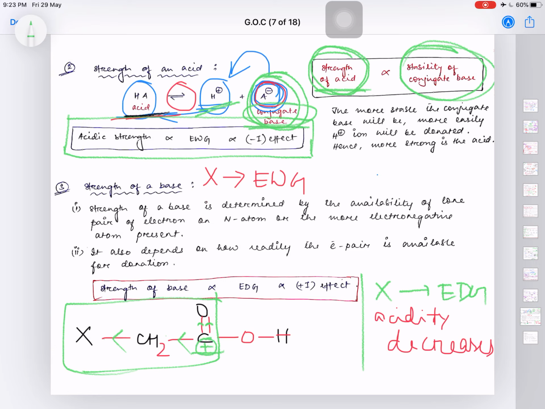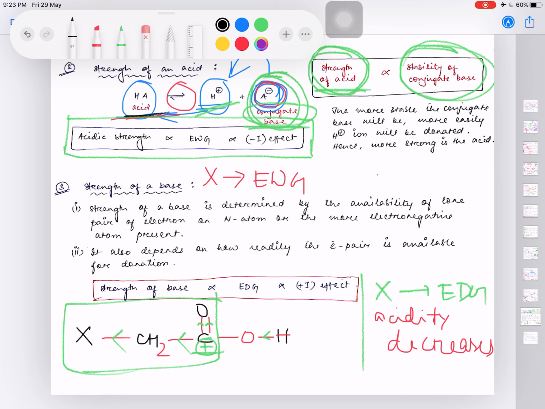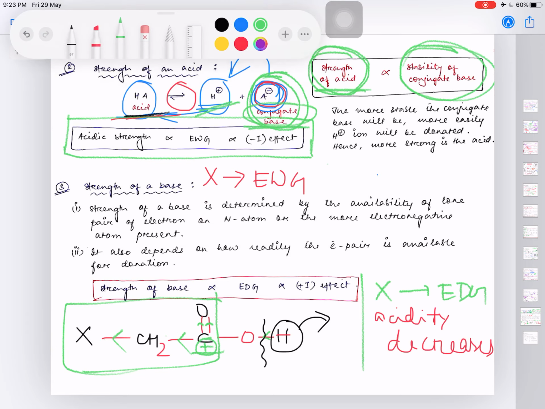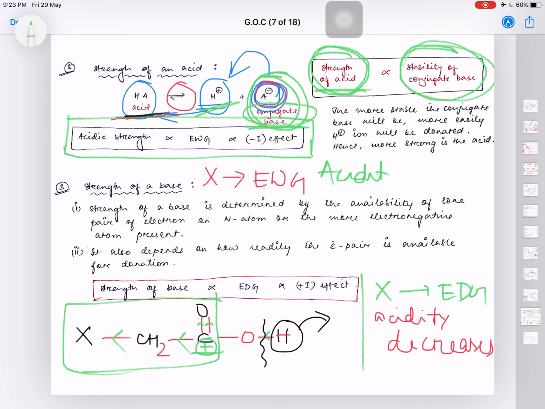deficient. Okay, so what will happen, it will take electrons from this hydrogen, and as it takes electrons from this hydrogen, this bond will break. If this bond breaks, this hydrogen can go out easily, so acidity increases. Okay, so this is the basic concept that is used here. If you have electron donating groups attached to acid, its acidity decreases, and if you have electron withdrawing group attached to acid, then its acidity increases.